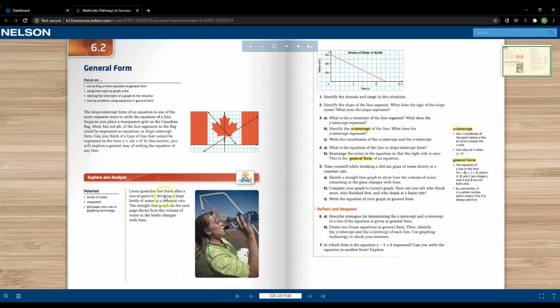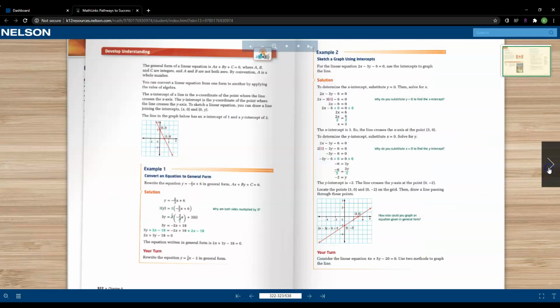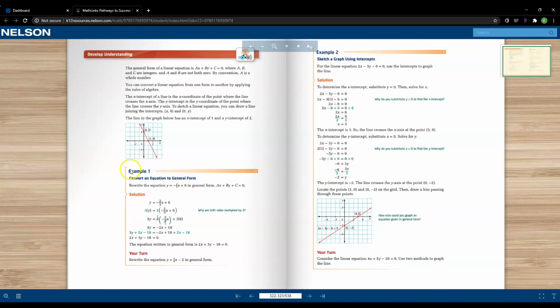Okay, so 6.2 general form. They do a little bit of review stuff here, but we're going to go into the first example. Okay, so example 1 right here in the bottom left. They gave us the equation in slope-intercept form. You can see it's y equals mx plus b. Quick review. In this equation, we can right off the bat see that the slope is negative 2 over 3x, and the y-intercept is 6.